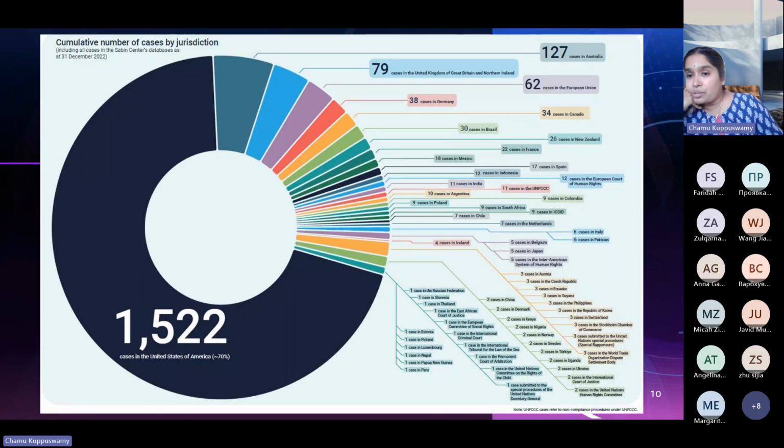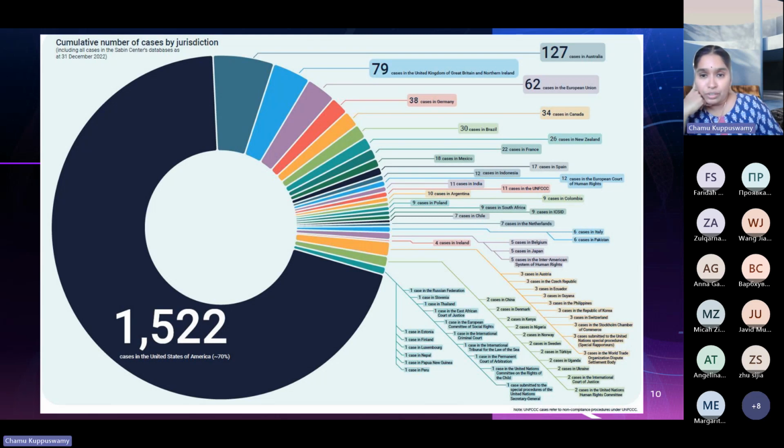3 cases submitted to the United Nations Special Procedure, the Special Rapporteurs, Special Rapporteur Human Rights Development, Special Rapporteur for the Rights of the Child. 3 cases in the World Trade Organization Dispute Settlement Body. And then 2 cases in China, Denmark, Kenya, Nigeria, Norway, Sweden, Turkey, Uganda, Ukraine. 2 in the International Court of Justice. 2 with the United Nations Human Rights Committee.